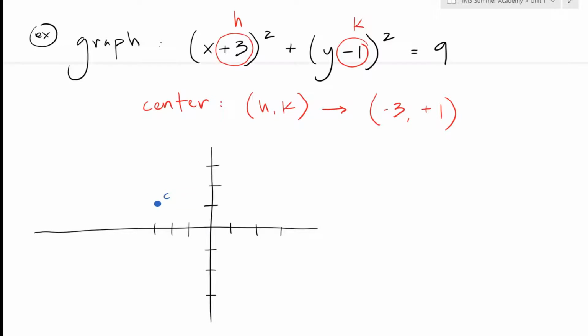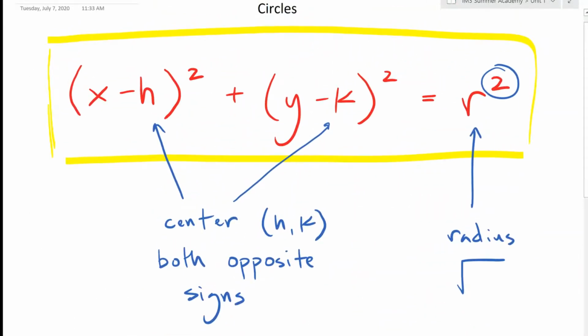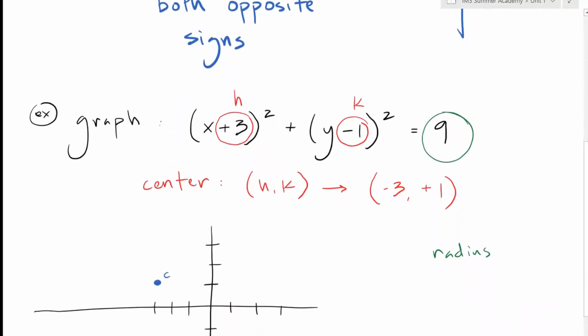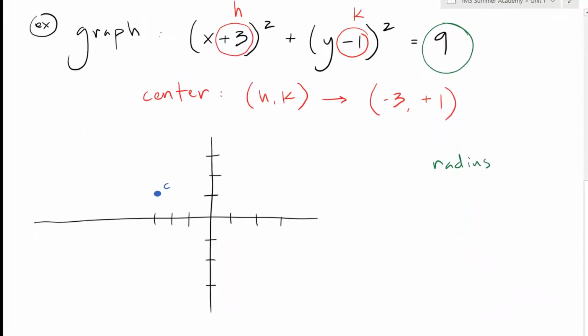Now we have the center of the circle. The other thing we're going to need is the radius. The radius is found using the number all by itself over here. So remember, just like before, that number represents the radius squared. So in order to get the actual radius, we need to take the square root of that number. The square root of 9 luckily comes out to a 3. We don't need plus or minus because we don't have negative distance when we're graphing shapes. We just want the positive value. So my radius is 3.